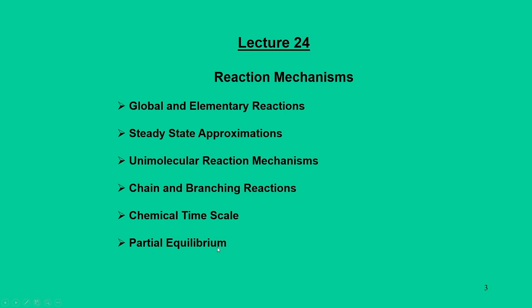Then the last part is partial equilibrium. In many situations, some reactions are very fast, and some reactions are slow, and some radicals also form in between. Now, in the study of partial equilibrium, the reaction has not reached the final chemical equilibrium state, but we can pair out some of the intermediate reactions in such a way that a complete equilibrium situation can be modeled. This has many benefits, because it almost resembles the final form of equilibrium conditions. Those concepts are termed partial equilibrium. So, this is all about the overview of this lecture number 24, reaction mechanisms, and here we will be dealing with only the theoretical aspects.